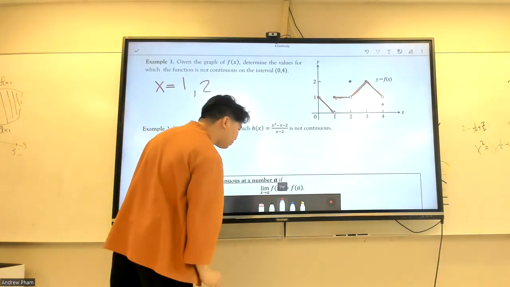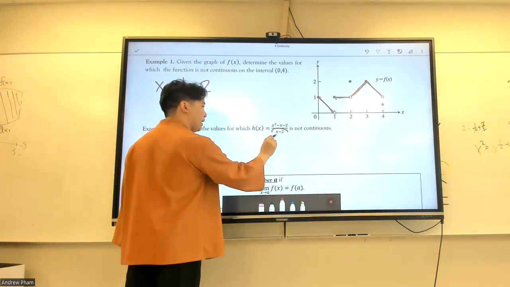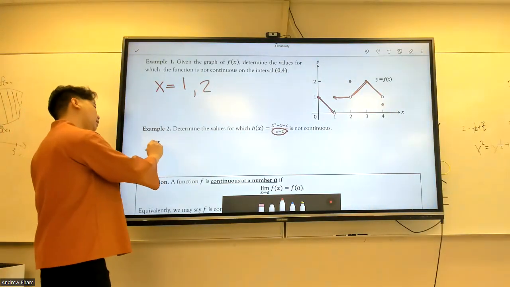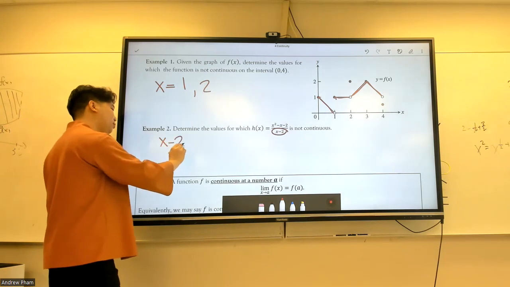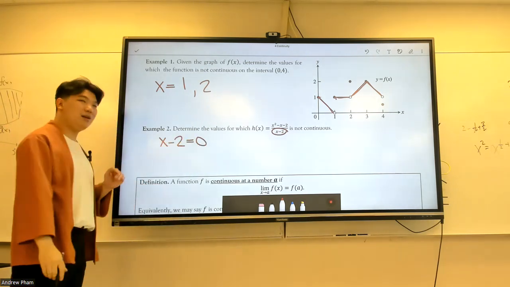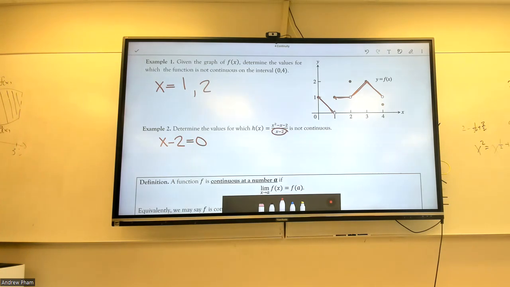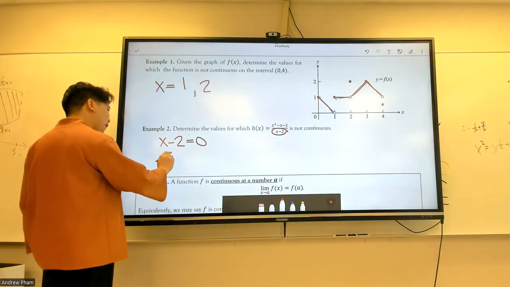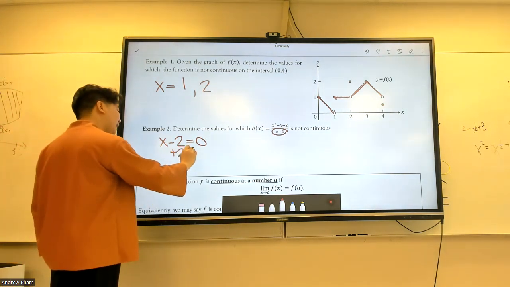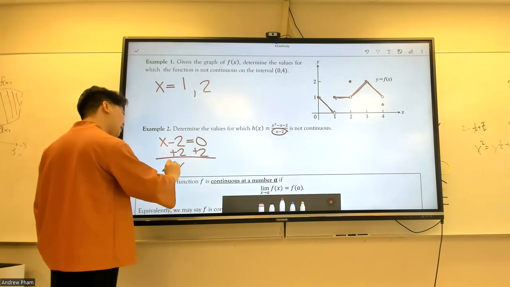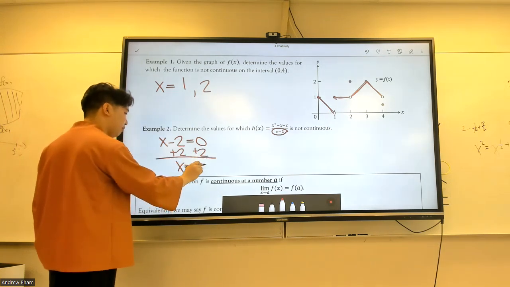So let me write that out. If I look at the denominator here, x minus 2. Well, when x minus 2 is 0, that's when my function is not defined. And if I'm not defined, that means pretty much if I would draw it, I would have to lift my pencil at that point. So here, if I solve for x, I add 2 to the left and right, and I get x is positive 2.